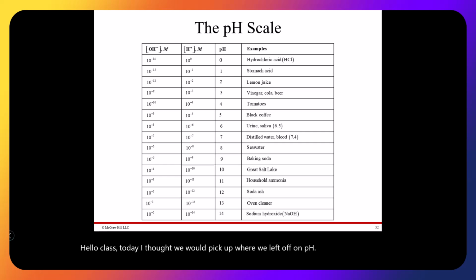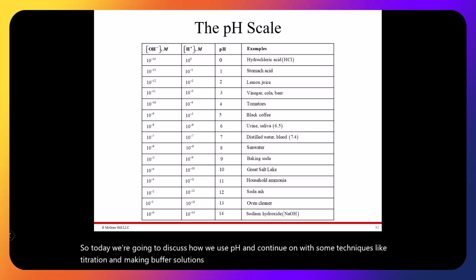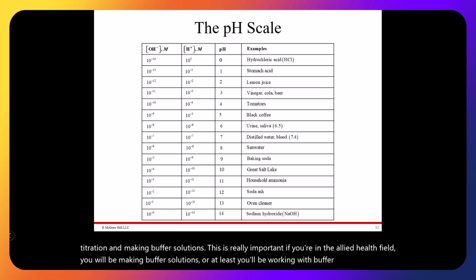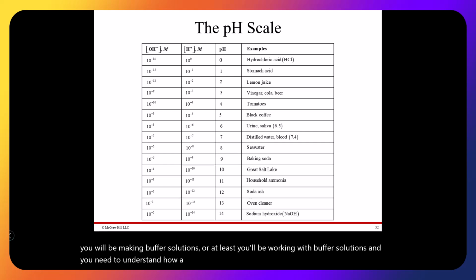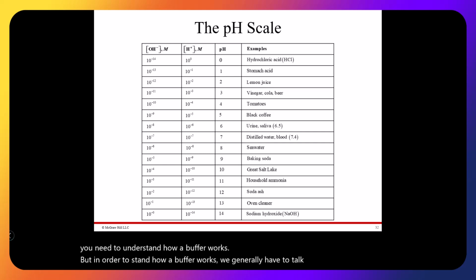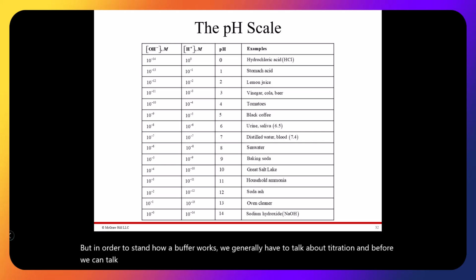So today we're going to discuss how we use pH and continue on with some techniques like titration and making buffer solutions. This is really important if you're in the allied health field. You will be making buffer solutions, or at least you'll be working with buffer solutions, and you need to understand how a buffer works. But in order to understand how a buffer works, we generally have to talk about titration. And before we can talk about both of those, let's just review the pH scale.